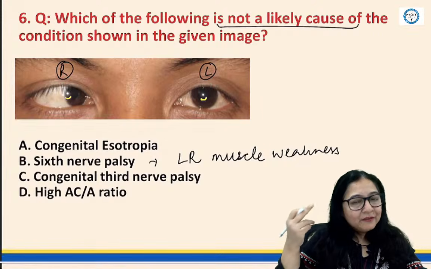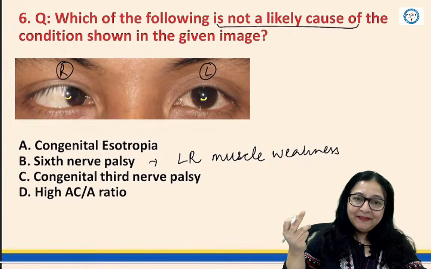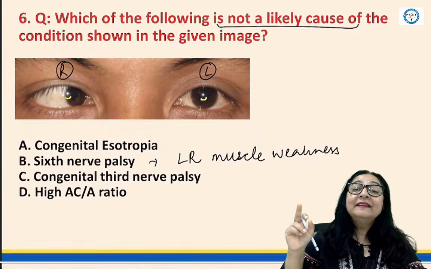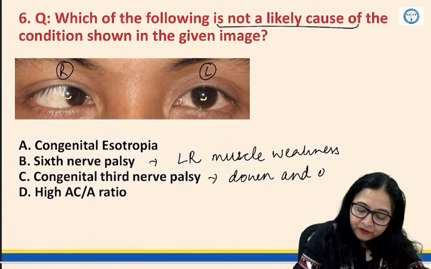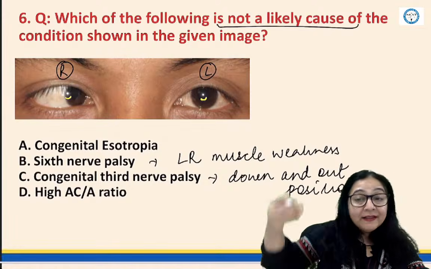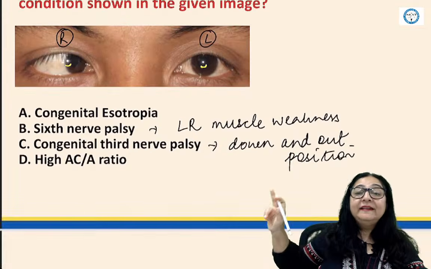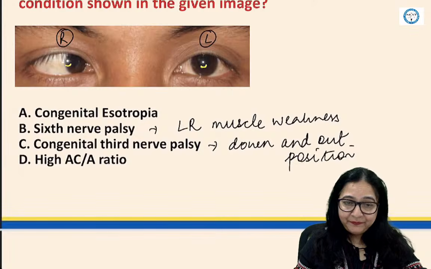Okay, it does not supply the superior oblique muscle. So in congenital third nerve palsy, the eye is in a down and out position. It is in an exotropia position, not a convergent position. It is in a down and out position.